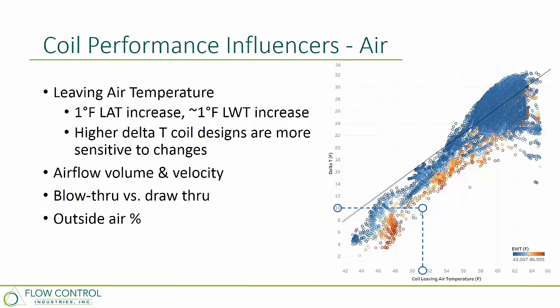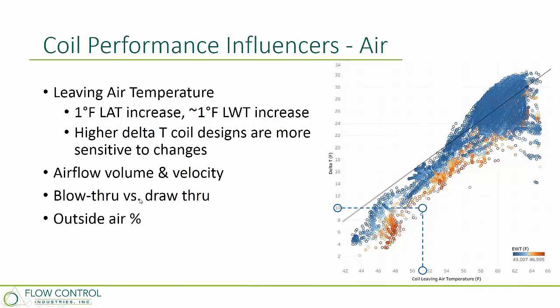So for every degree increase in leaving air temperature, we also expect to see about a degree increase in leaving water temperature. So that is also going to increase our delta T. We see that for this coil with a 51 degree design leaving air temp and a 10 degree delta T design, as the leaving air temperature increases, we see delta T continues to increase as well. Again, higher delta T coils have more sensitivity to changes in the airflow or changes in the air temperatures, as well as airflow volume and velocity. That also impacts our performance.